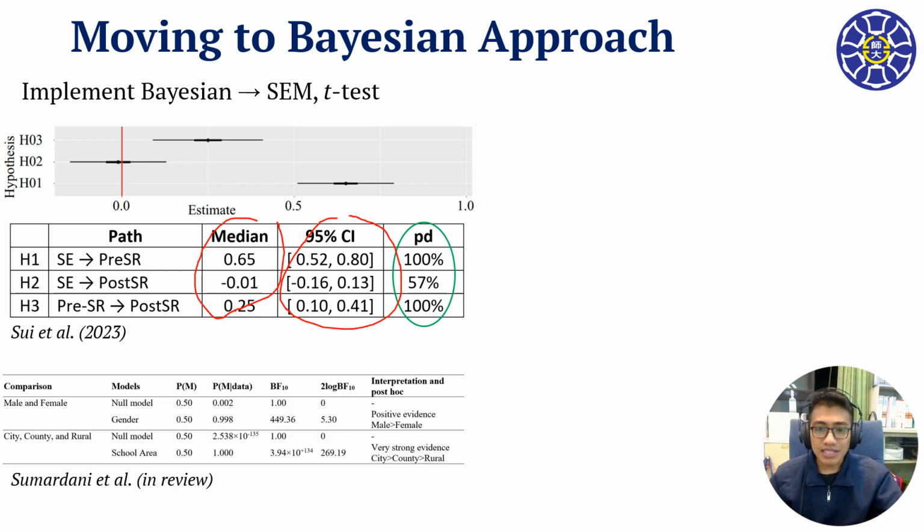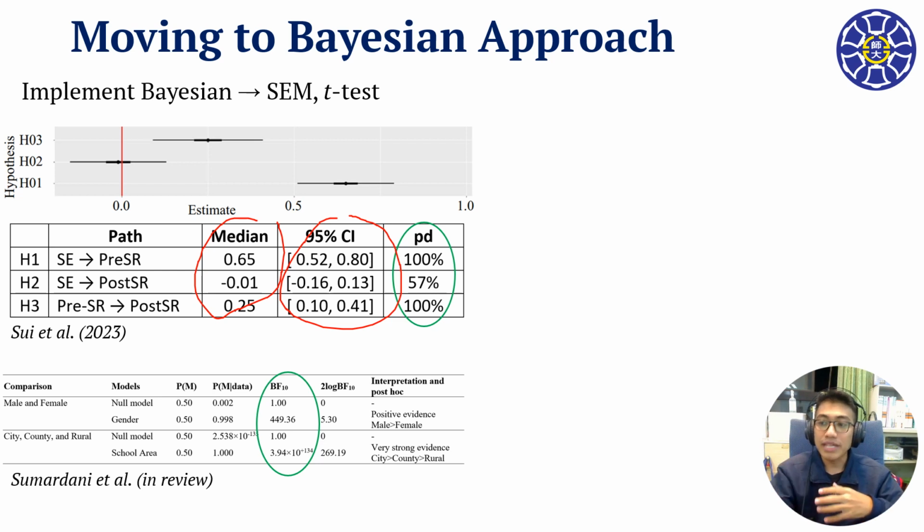This is one of my studies, not yet published, still in review. So I'm trying to implement Bayesian for the t-test. I'm trying to compare between male and female in my statistical analysis, and then trying to compare city, county, and rural.